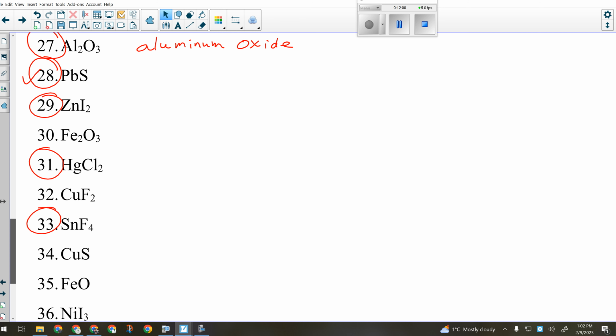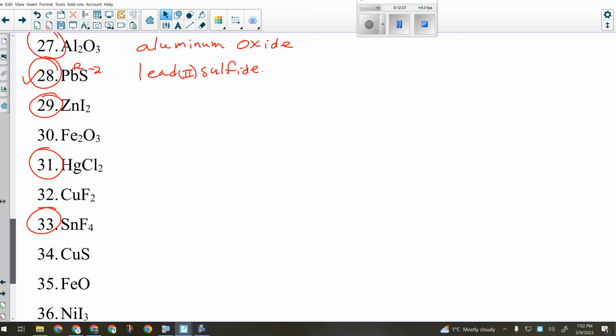Now for 28, we've got lead, okay, lead does require a Roman numeral, and we got to figure out which one it is. So we look at sulfur, it's always a -2. They're here 1 to 1, so that means that the charge on lead must have been +2. Lead, Roman numeral 2, sulfide. Okay, everybody all right with that one?